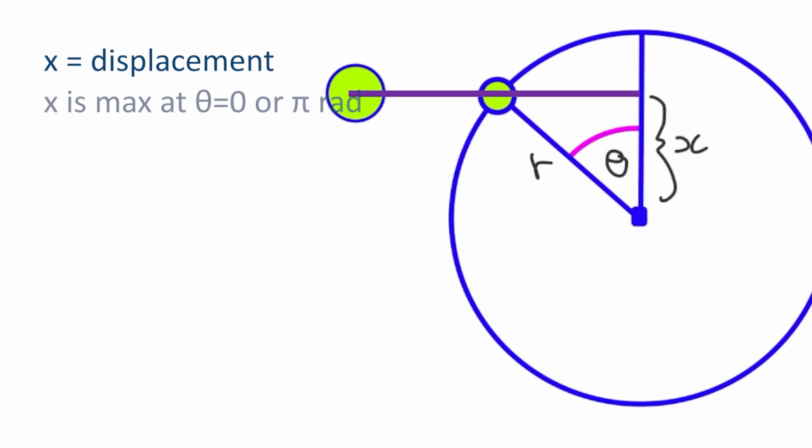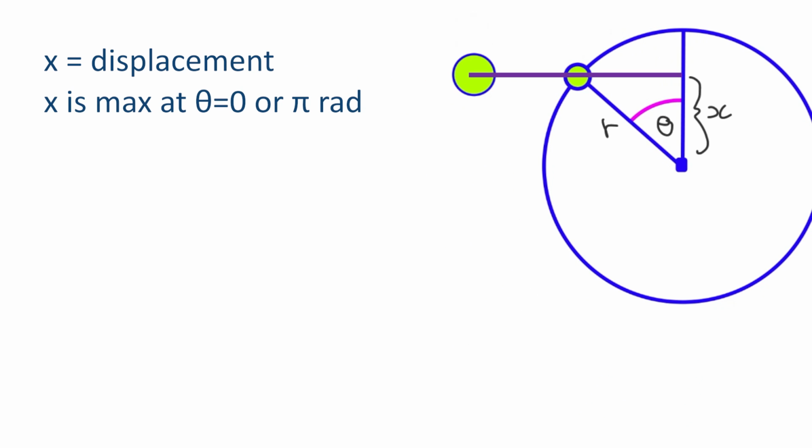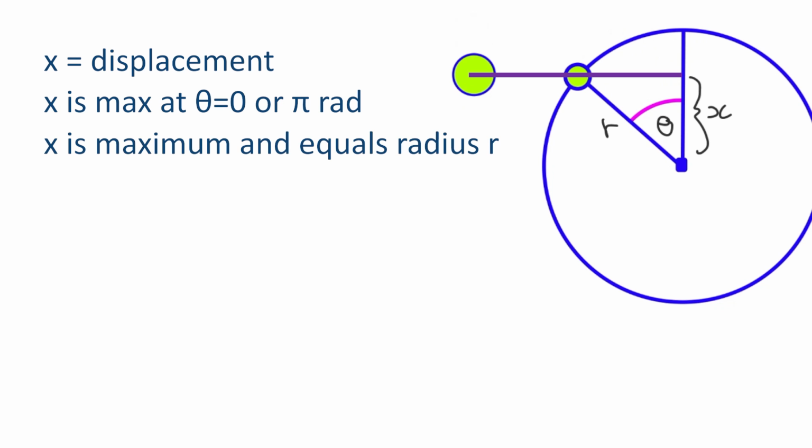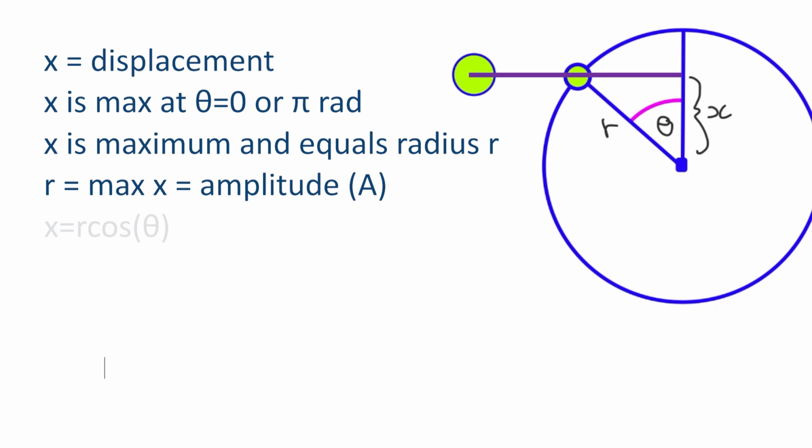X will be at its maximum when the angle is either equal to 0 or 180 degrees, that's 0 or pi radians. And so at these two extreme points of the motion we can say that the radius is equal to x, or we call that the amplitude. And from Pythagoras we can also say that that distance x is equal to r cos theta. And so this means, since r is equal to a, that we end up with x equals a cosine of theta.